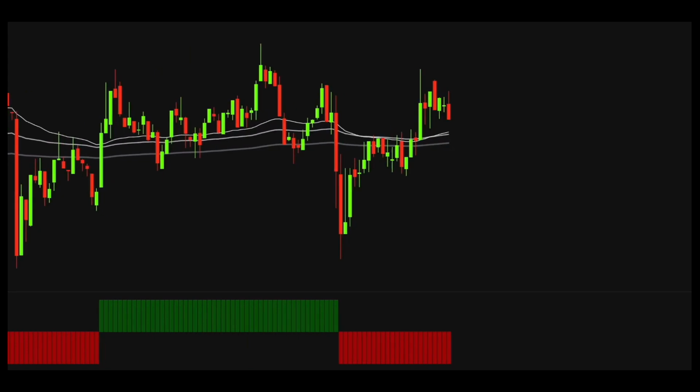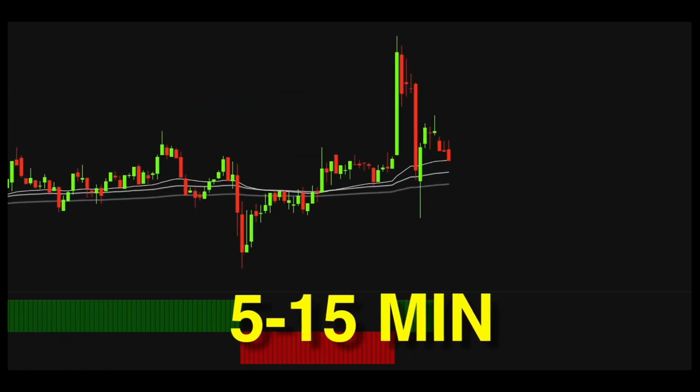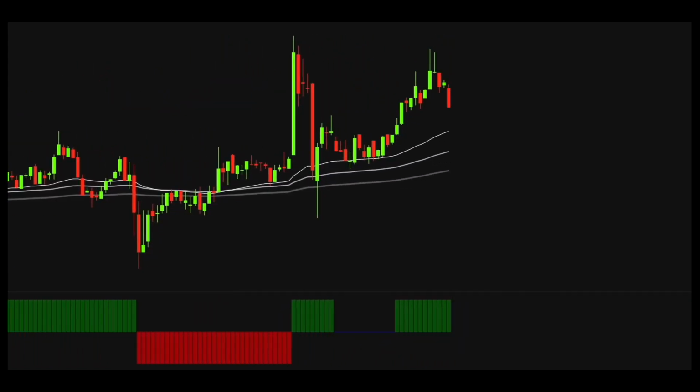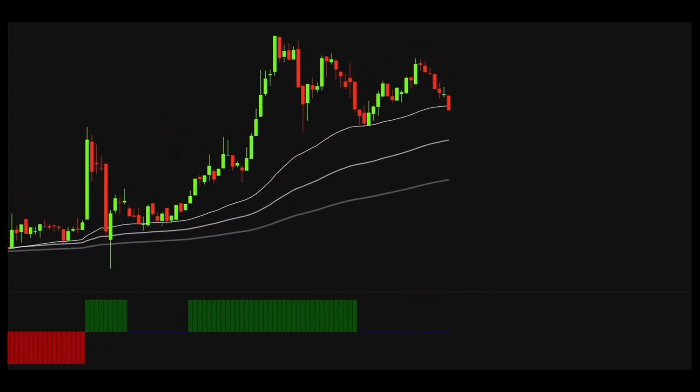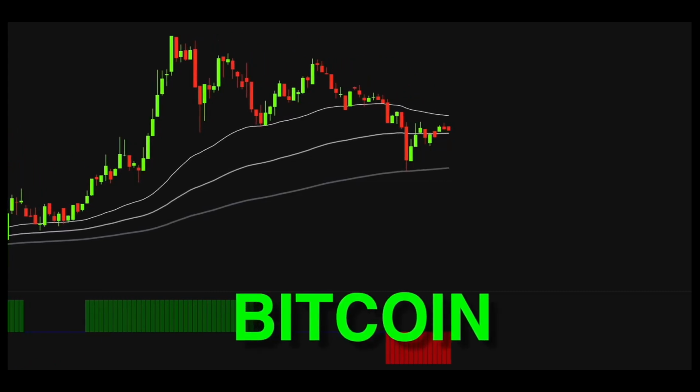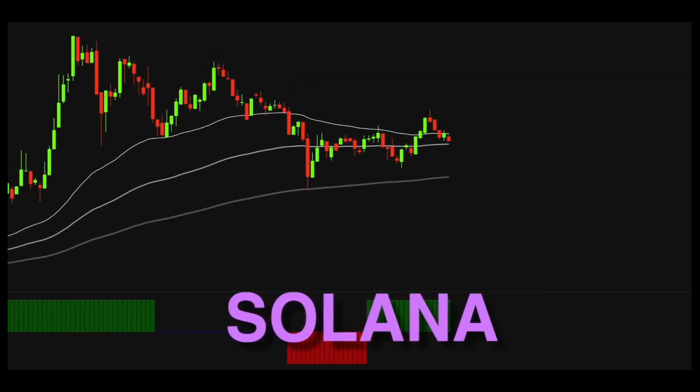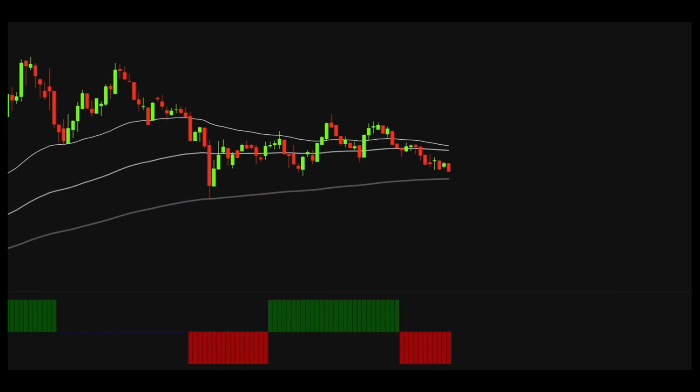This setup can be applied to shorter time frames like 5 and 15 minutes. It can also be used in higher time frames like 1 hour and even a daily chart. It works very well on cryptocurrencies such as Bitcoin, Ethereum, and Solana, on major Forex pairs and stocks.